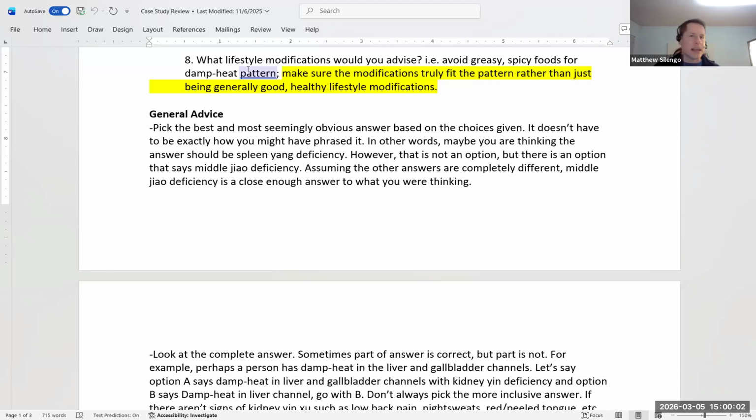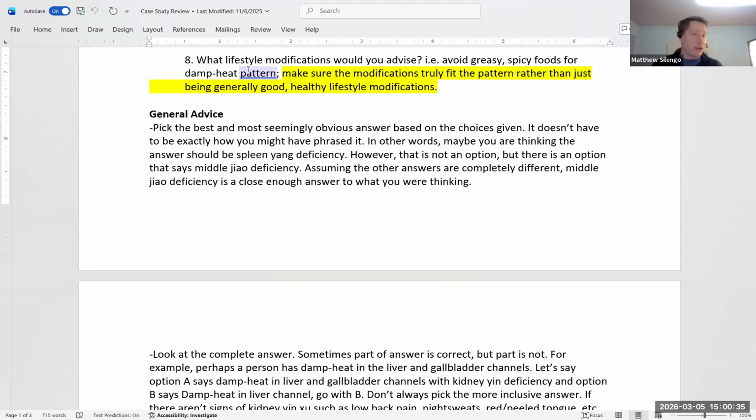They should avoid greasy, spicy foods. Not that you should tell them they need to get more sleep. Not that you should tell them they need to exercise. Not that you should tell them they need to meditate. Now, again, those things might be generally good advice for everybody, but they don't fit the pattern of this person. So the answer you should select is not what you think is the most generally beneficial thing. You should select the answer that matches the pattern you're treating. In other words, specific dietary modifications, not telling them to get more sleep at night.